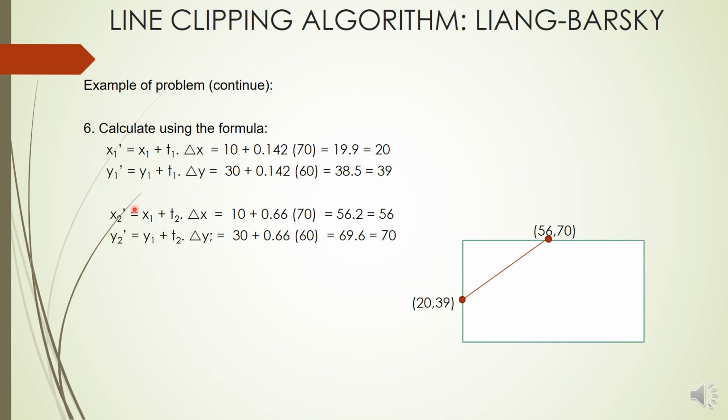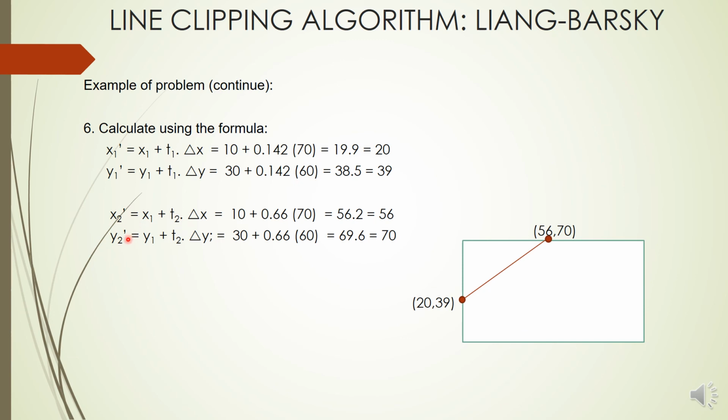Let's look at the endpoint of the other point on the line. x2 dash equals x1 plus T2, multiplied by the delta x. So x1 is 10, plus T2, which is 0.66, multiplied by the delta x, which is 70. So you get 56.2, which you can round. So you get 56 for x2 dash.